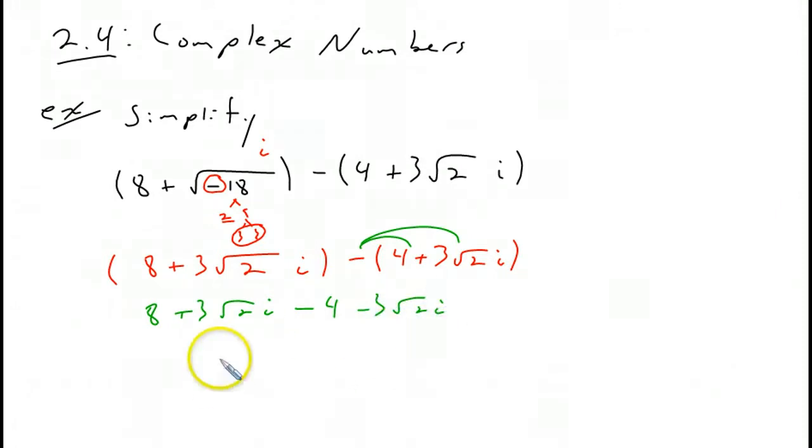Once again, this won't always be the case, so don't just think every single simplified problem is 4. 3 square root 2i minus 3 square root 2i is 0. 8 minus 4, hey, we get 4 again. 4 is a really happy number, apparently.